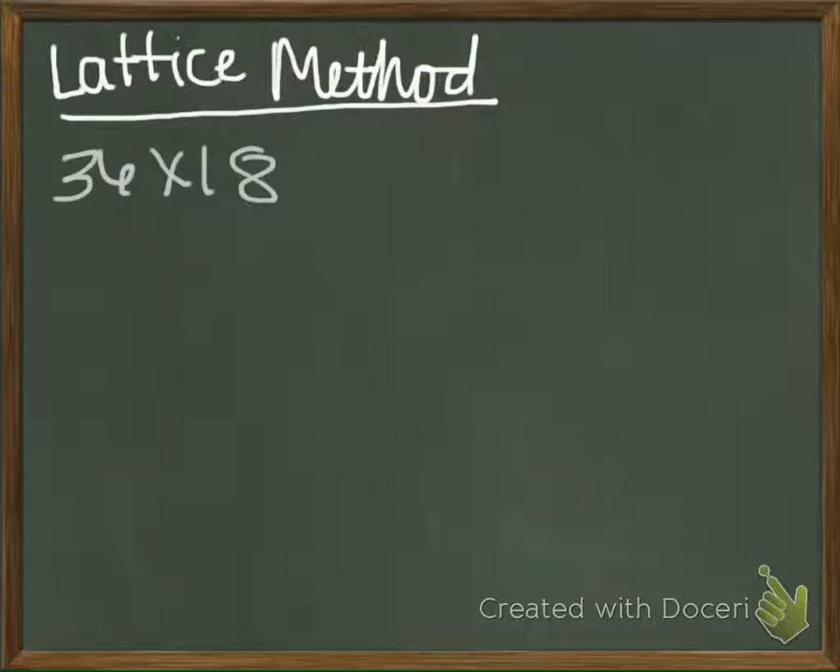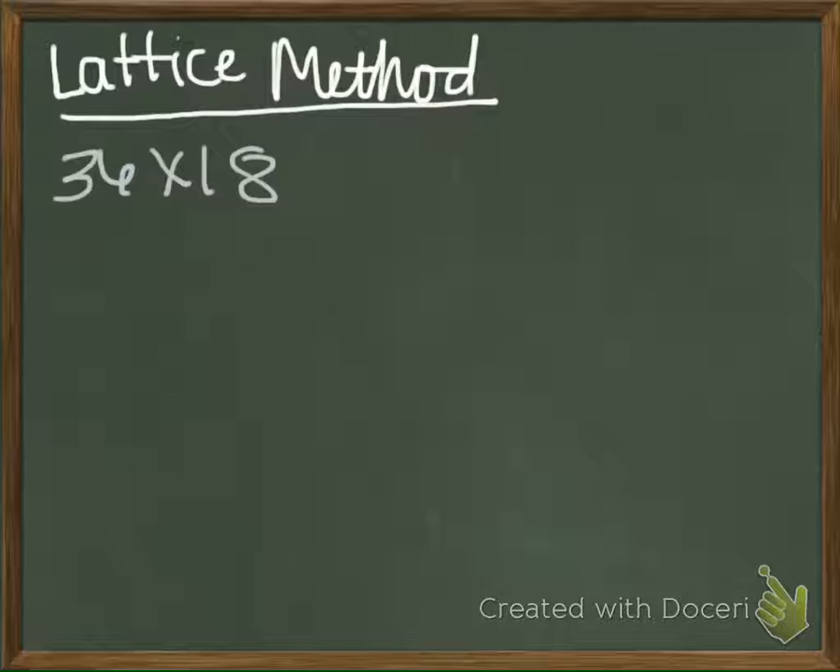So I'm going to show you how to do the lattice method of mathematics. This method makes it easier to multiply large numbers together than using the standard method. And our example today is just going to be 36 times 18. It can be any number. You can, of course, switch the numbers.